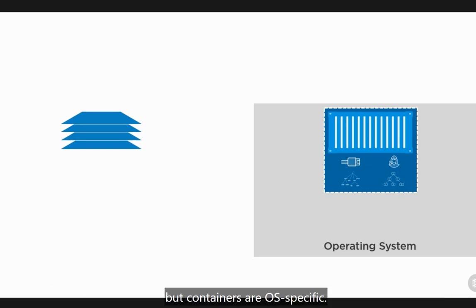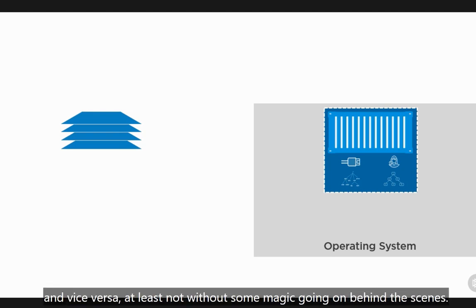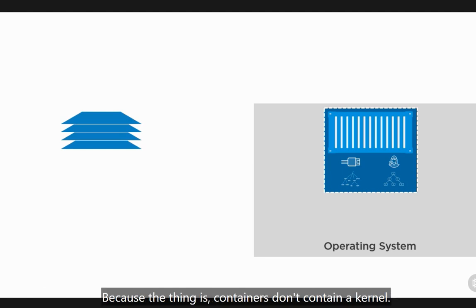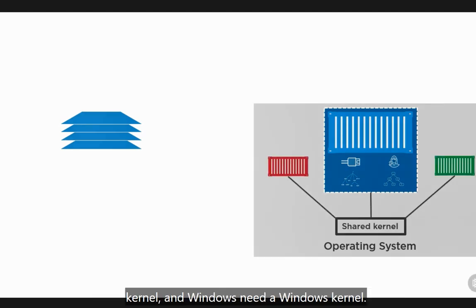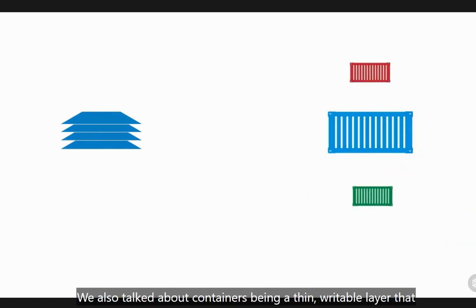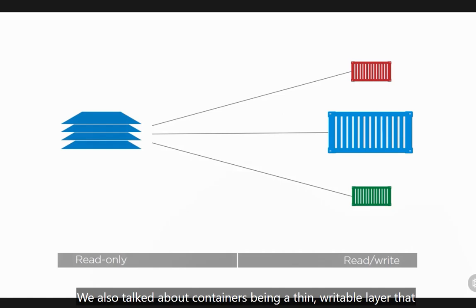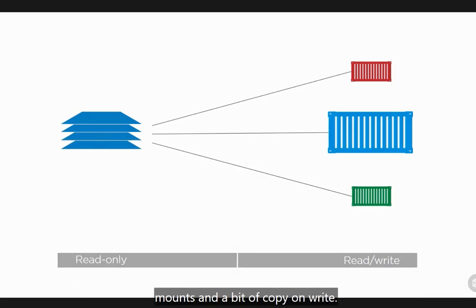But containers are OS specific. There's no running Linux containers on Windows and vice versa, at least not without some magic going on behind the scenes. Because the thing is, containers don't contain a kernel. They have to talk to the kernel of the host. And Linux containers need a Linux kernel, and Windows containers need a Windows kernel. We also talked about containers being a thin writable layer that gets lashed on top of a read-only image using a combo of union mounts and a bit of copy on write.